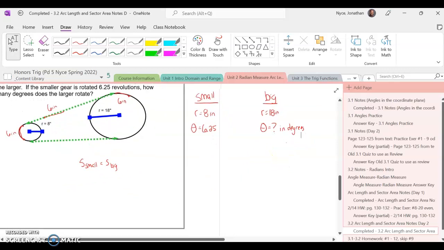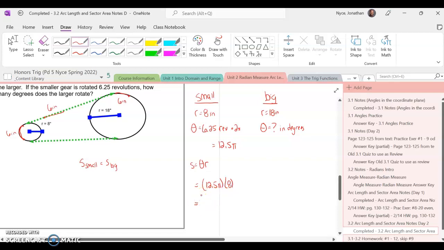So let me just go through that. So we have S equals theta times R. Remember, theta has to be in radians first. So we're going to take our 6.25 revolutions, multiply that by 2 pi. That's going to give us 12.5 pi radians. Again, remember, revolutions times 2 pi will give you radians. So we have 12.5 pi for our theta. Our radius is 8.